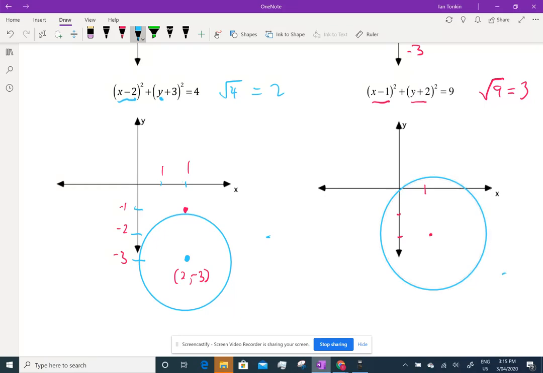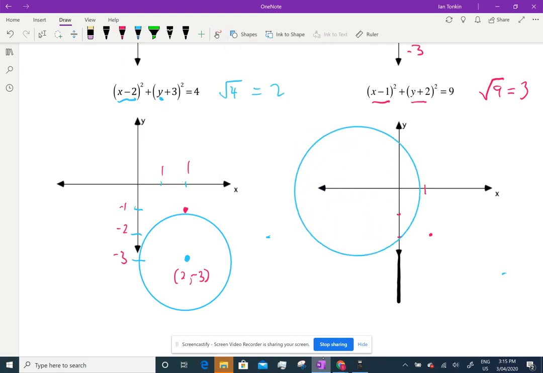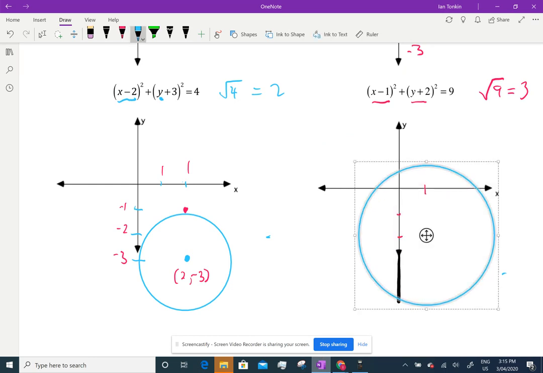So let's draw it. Now, it's going to hit the axes at different spots. I need a bigger circle because I want the axes to be accurate. Yeah, that's more like it. So here's my centre, and it's at 1, -2.